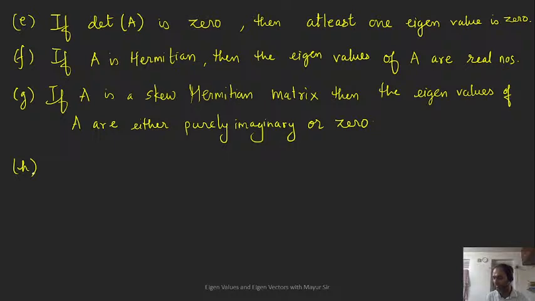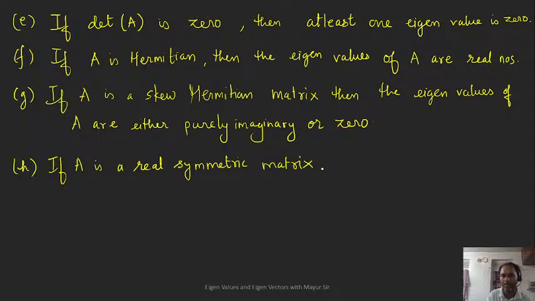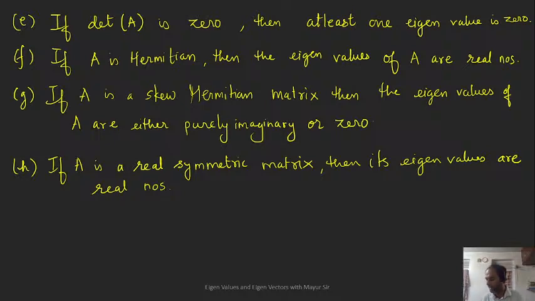Now we'll go for another important one, that if A is a real symmetric matrix, then its eigenvalues are real numbers. Now there is one more result over here.